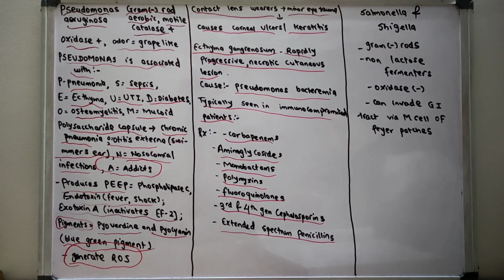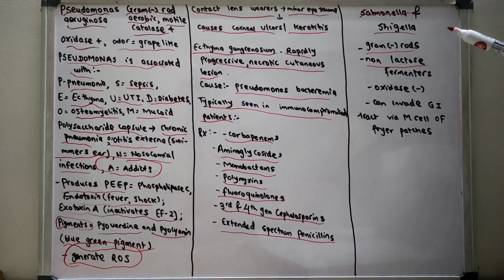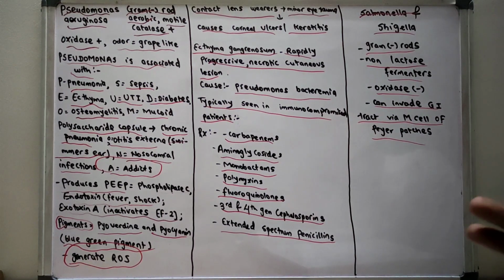After Pseudomonas aeruginosa infection, we are going to talk about Salmonella and Shigella. I am going to briefly explain Salmonella and Shigella. Salmonella and Shigella are gram-negative rods. They are non-lactose fermenters, oxidase negative, and can invade the gastrointestinal tract via the M cells of the Peyer's patches. So in the next video, we are going to talk about Salmonella and Shigella.